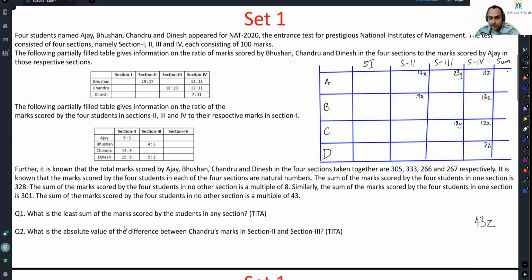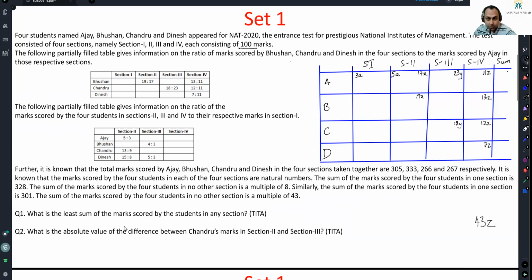Next is the following partially filled table gives the information on the ratio of marks scored by the four students in sections 2, 3, 4 to the respective marks in section 1. So Ajay in section 2 and section 1, the ratio is, I've used up this, so 5A is to 3A. And at this time, hopefully you can see the maximum marks of the test was 100.